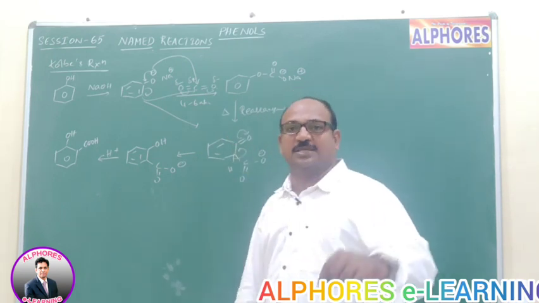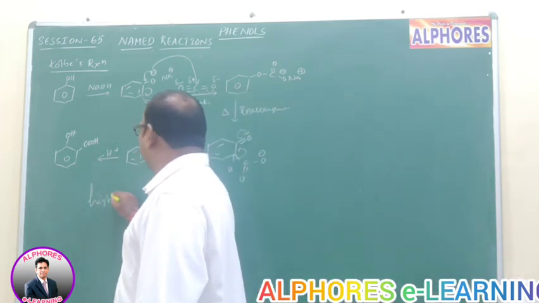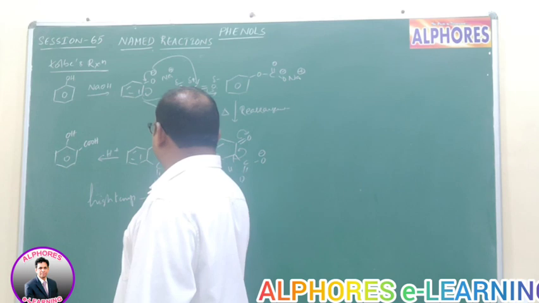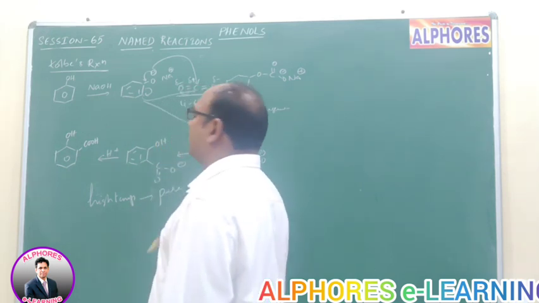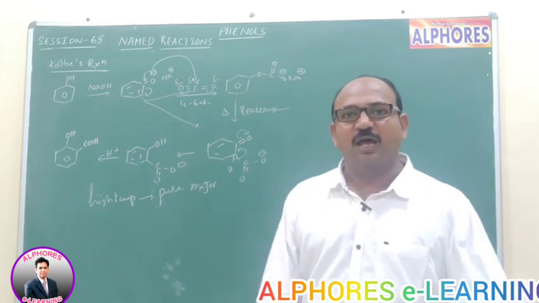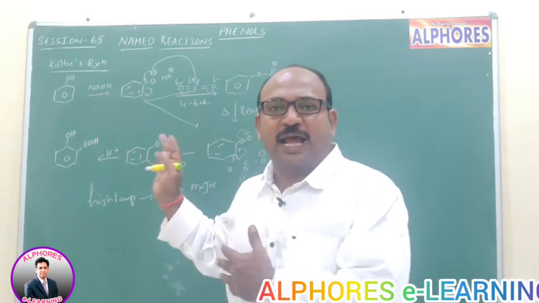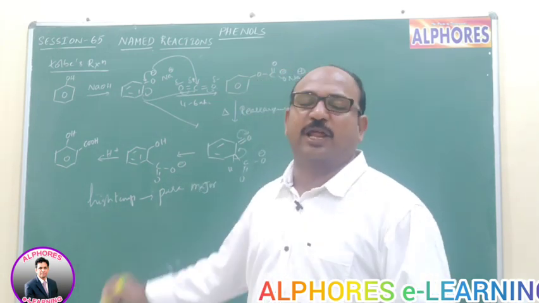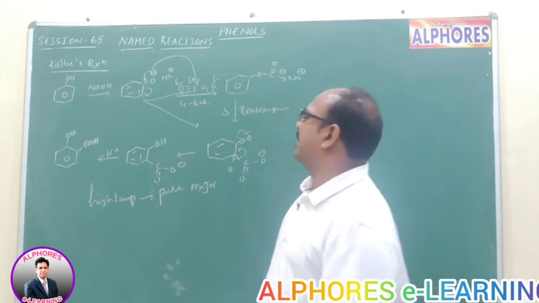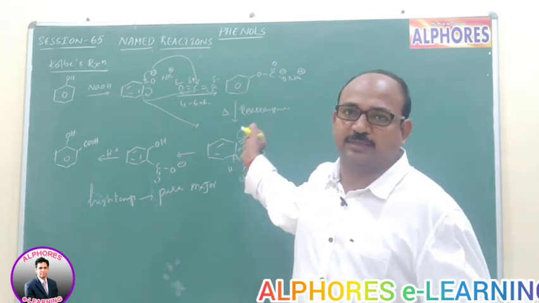And if we increase the temperature, that means at high temperature, the para product is measured. At low temperature, the ortho product is measured. Again, old convention. At a high temperature, the para product is measured, meaning the para product is the thermodynamic product, and at low temperature, the ortho product is measured, meaning the ortho product is the kinetic product.